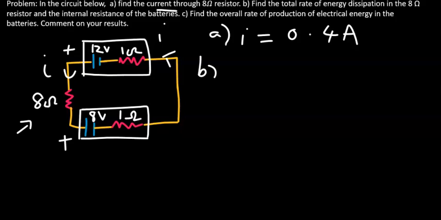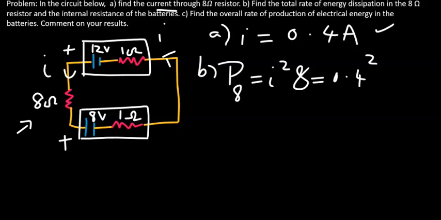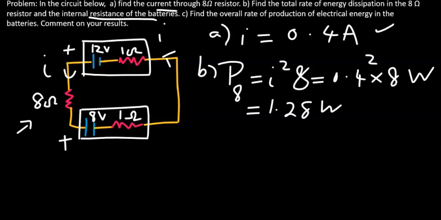The current through it is I, and we know I is 0.4 ampere. So the power dissipated, or rate of energy dissipated within that 8 ohm resistor is I squared times 8 ohms, which is 0.4 squared times 8 in the unit of watts, and that's going to be 1.28 watts. Now what about the internal resistance of the batteries?